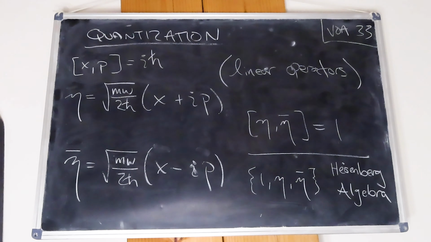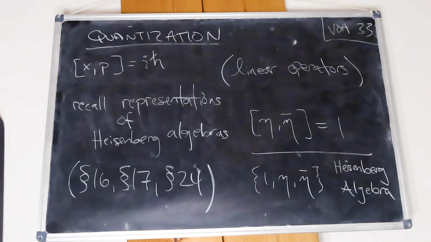Great, but these are still operators. To understand the physics, that is, the physical states of the system, we need to explore the space of states that these operators act upon. And to do that, we need to recall some details from the representation of Heisenberg algebras, which might lead you back to some of our previous discussions, say from sections 16, 17, and 24.